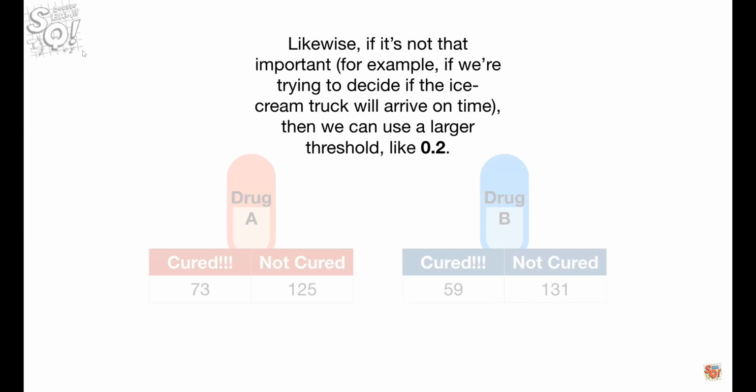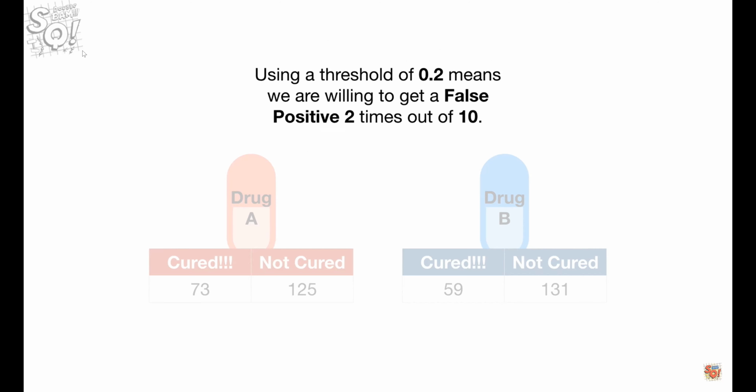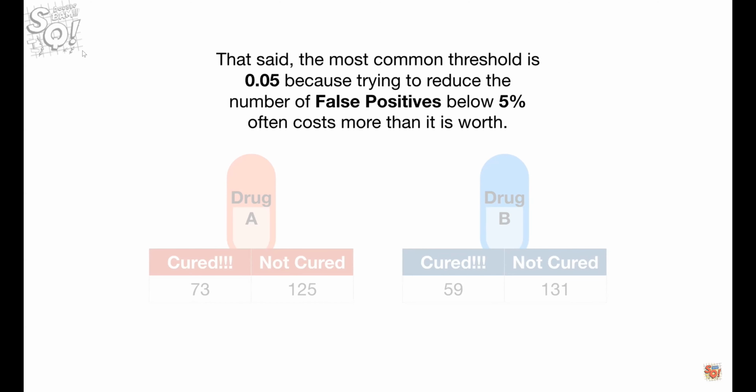Likewise, if it's not that important, for example, if we're trying to decide if the ice cream truck will arrive on time, then we can use a larger threshold, like 0.2. Using a threshold of 0.2 means we are willing to get a false positive 2 times out of 10. That said, the most common threshold is 0.05 because trying to reduce the number of false positives below 5% often costs more than it's worth.